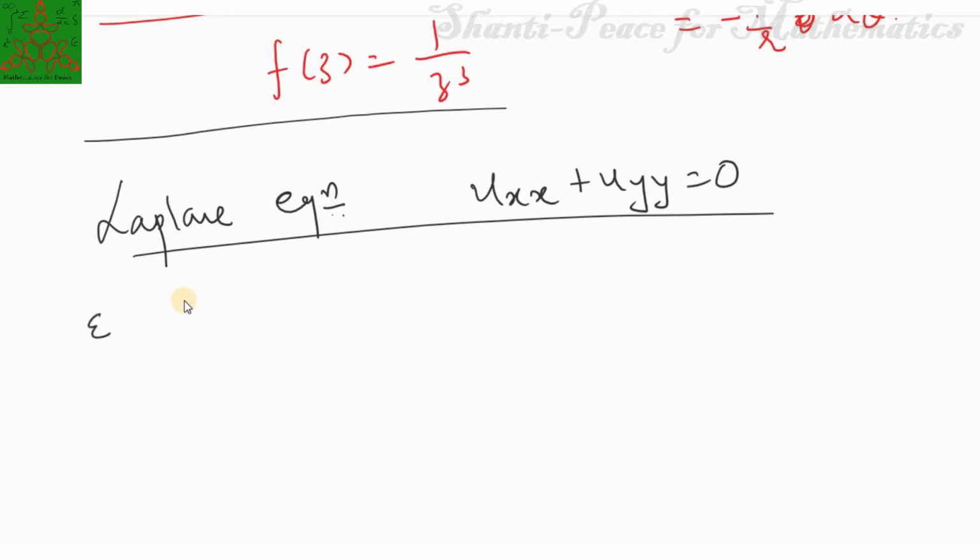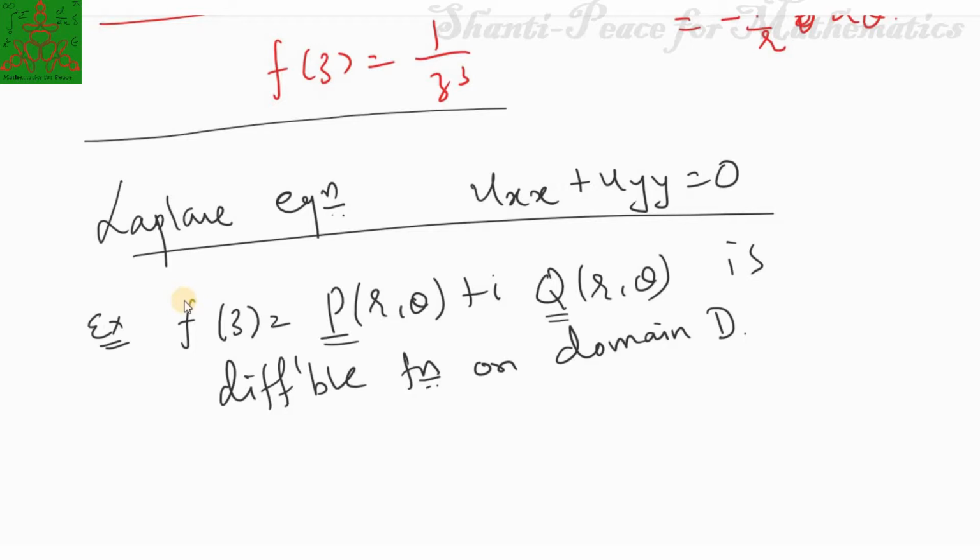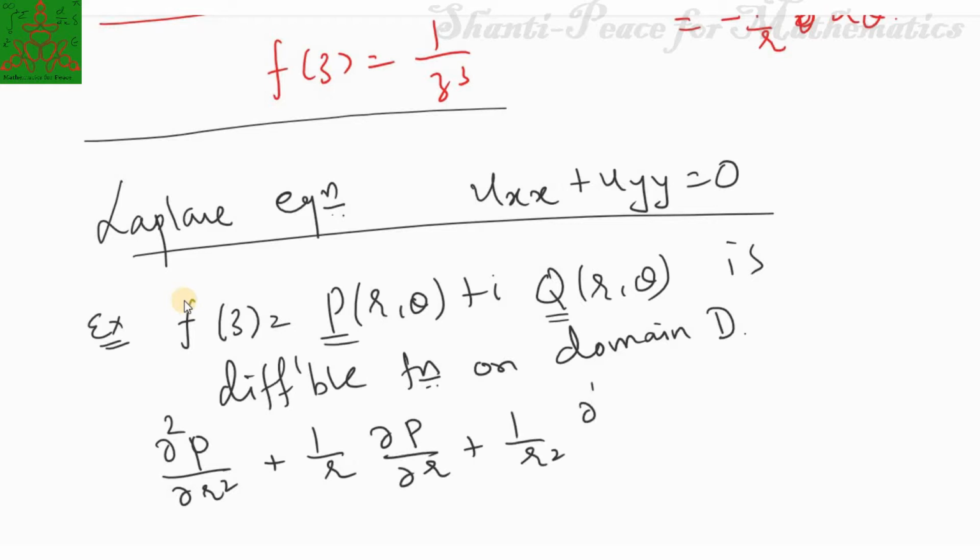So what is the example? If f of z is a function, p of r theta plus i q of r theta, is a differentiable function on a domain D, then this p and q satisfy the Laplace equation in polar coordinates, that is del square p upon del r square plus 1 upon r del p by del r plus 1 upon r square del square p by del theta square equal to 0.